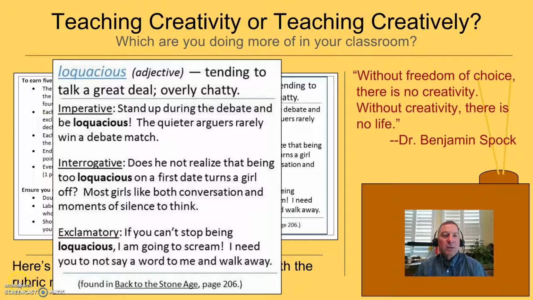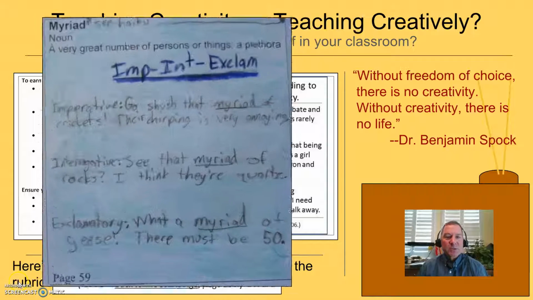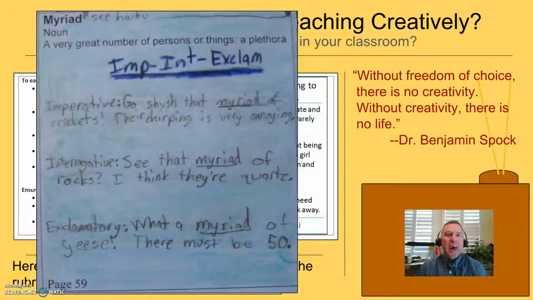What you're seeing here with the imperative one is they start with an imperative command, and that follows with a declarative sentence. The second one is an interrogative question, followed by a declarative sentence. And the third one is an exclamatory sentence with an exclamation point, followed by a declarative sentence. And in each set, they have to find a different context to use the word. This inspires my students to create their own. Here's Patrick's for the word myriad that he created.